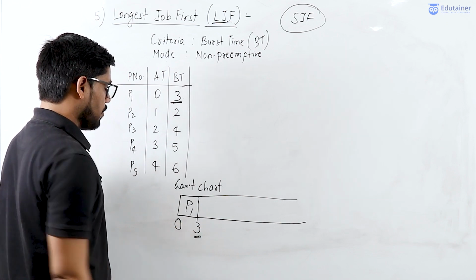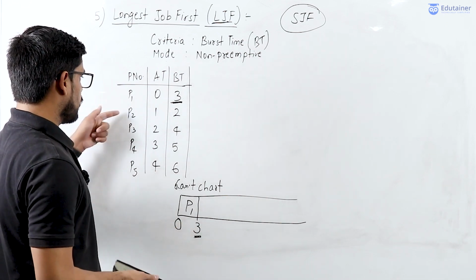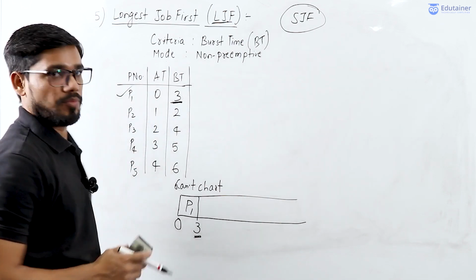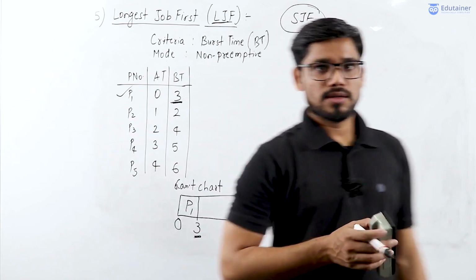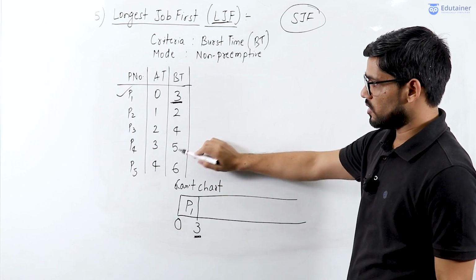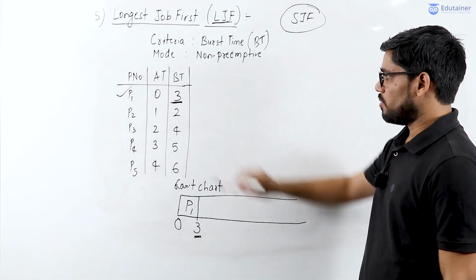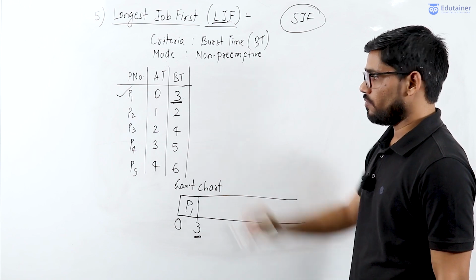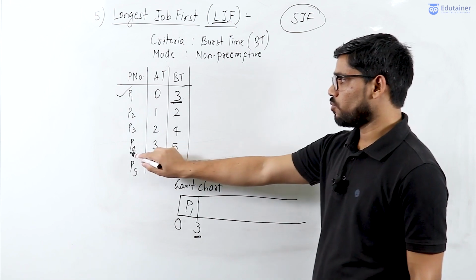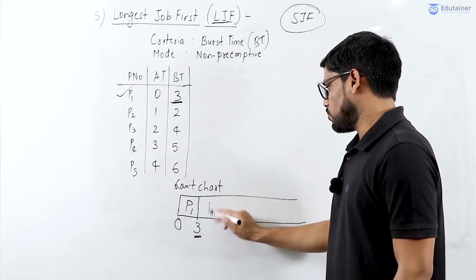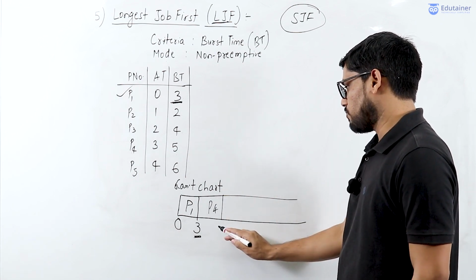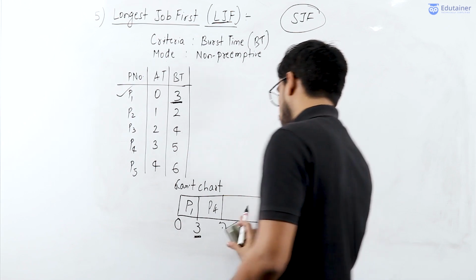So at time 3, how many processes are available? Process P1 is over. Process P2, process P3, and process P4 are available. Can you guess which process will be chosen next? If you see the burst times of the 3 processes P2, P3, P4, they are 2, 4, and 5. The largest burst time is 5, which corresponds to process P4. So definitely P4 is chosen next, and P4 requires 4 units of time. So 3 plus 4 is 7.